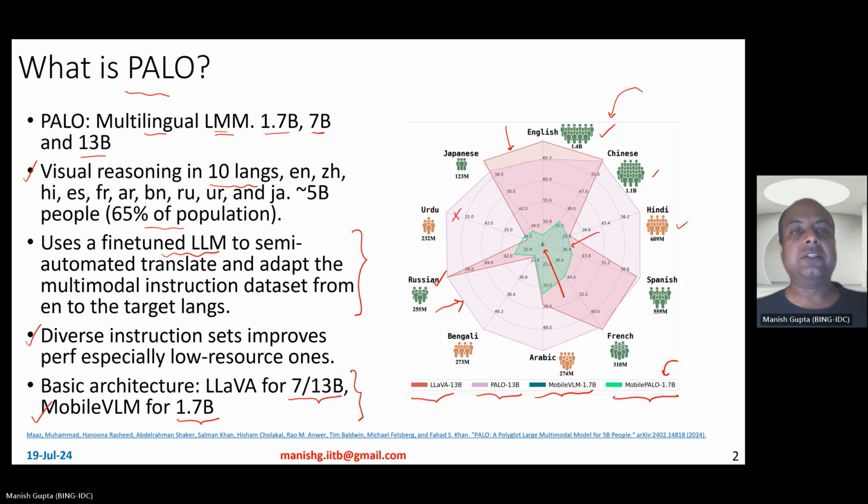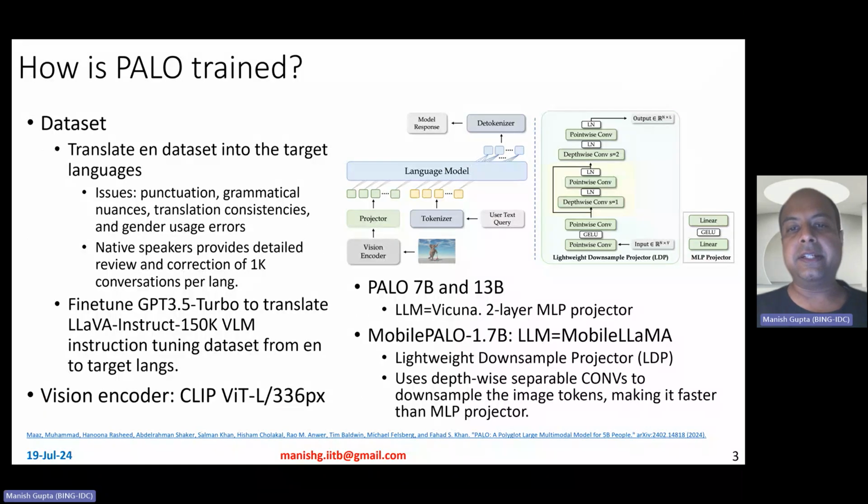Okay. So let's get into details of how PALO is trained. First, let me broadly talk about the architecture, and then I'll talk about the training data set and the training recipe and so on. PALO follows a LLaVA architecture. For visual reasoning, you have an image and a text question, and what you want to do is to generate a good answer. So it's like an image-based question answering thing.